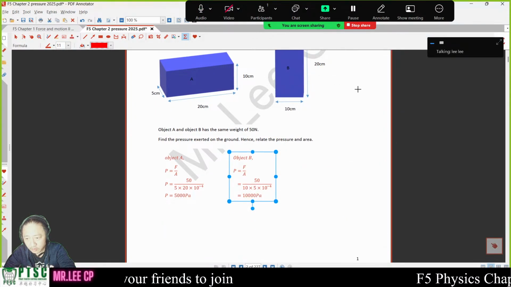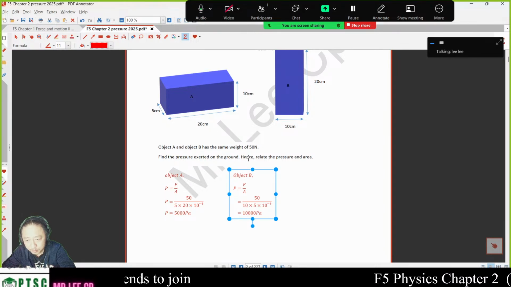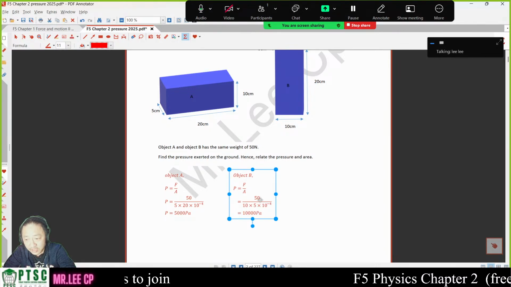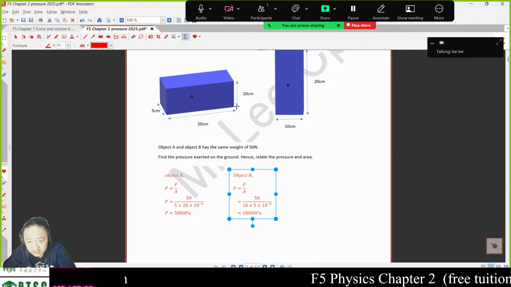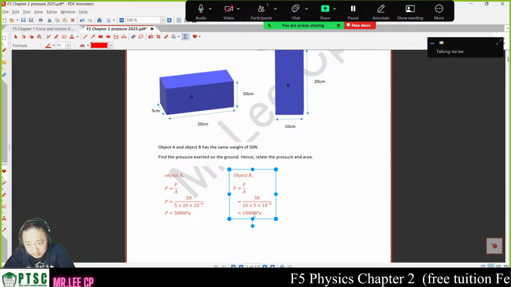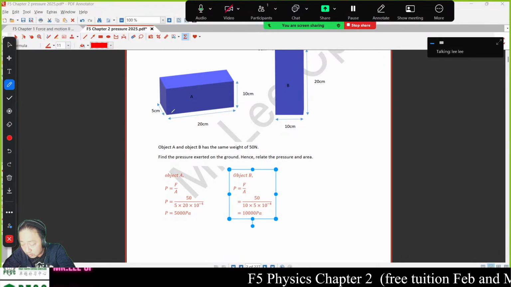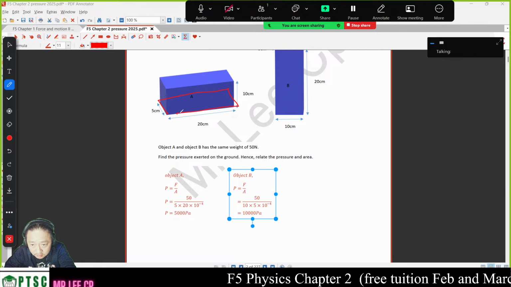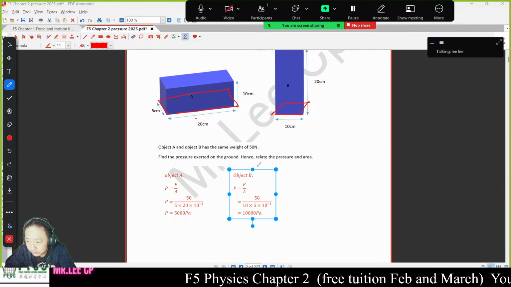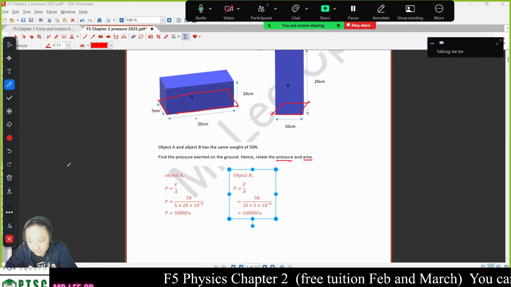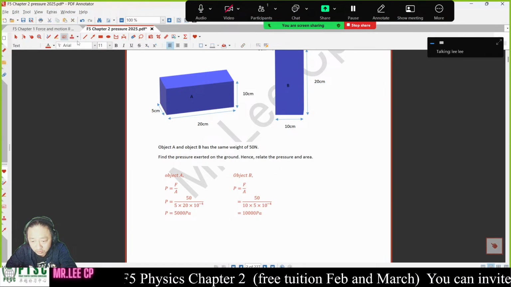Okay. Now I have found the pressure, and then they ask you to use the answer here. So you see the area here, it is big. Now the area here, it is small. So relate the pressure and area. The bigger the area, the smaller the pressure.